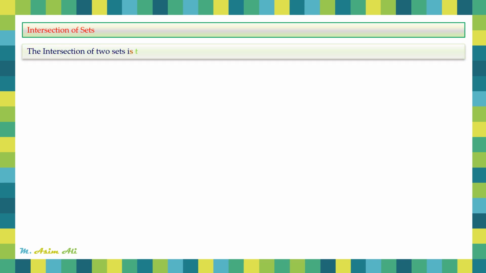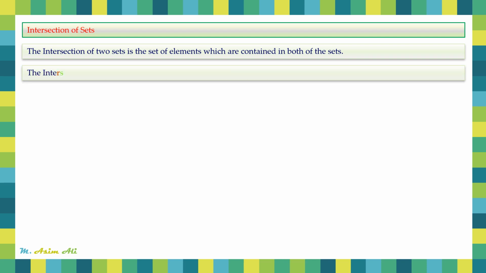The intersection of two sets. The intersection of two sets is a set of elements which are contained in both of the sets. If we take all the elements which are in both of two given sets, we say that it is the intersection of the two given sets. For example, if we have sets A and B, then we will denote the intersection of these sets by A intersection B, with a symbol, an inverted U, and it will contain the elements which are in both A and B. Any element which is in the intersection should be in both A and B.